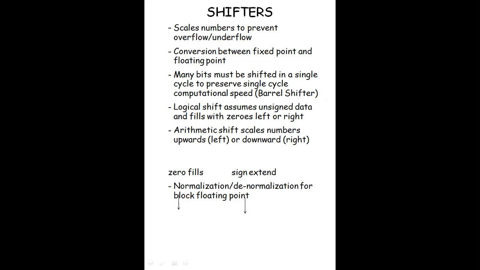When we talk about shifters, the scaling of numbers is to prevent underflow or overflow. It is the conversion between fixed point and floating point. Many bits must be shifted in a single cycle in order to preserve single cycle computation speed. There is a barrel shifter. A logical shift assumes unsigned data and fills with zeros, left or right. An arithmetic shift is upward or downward, with sign extension, whereas zero fill is used for normalization or denormalization for block floating point.